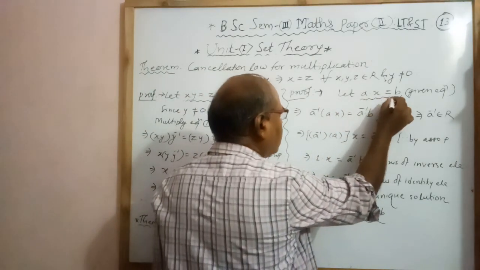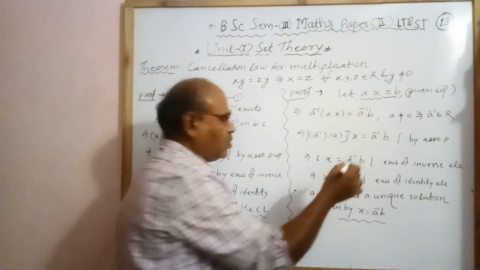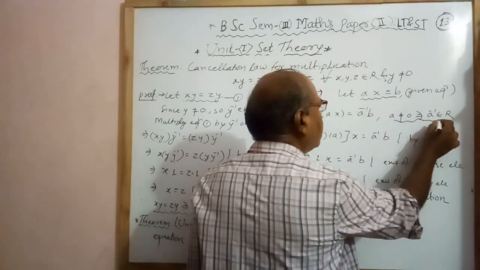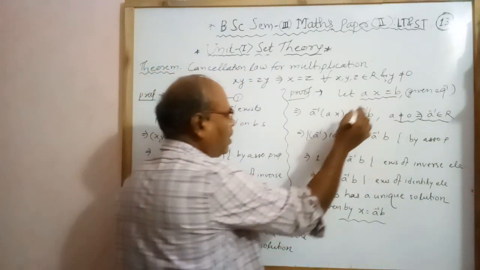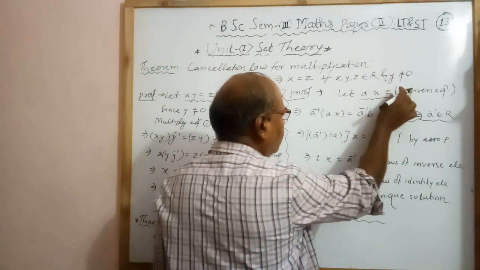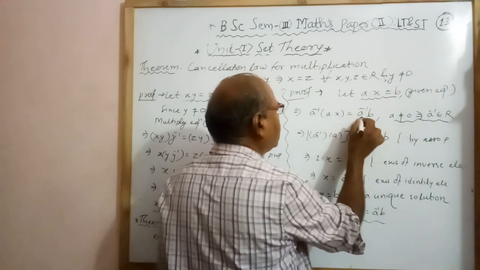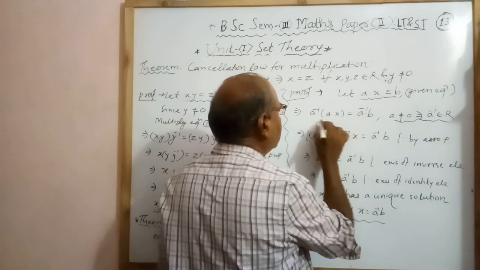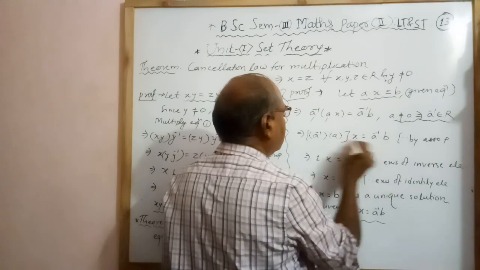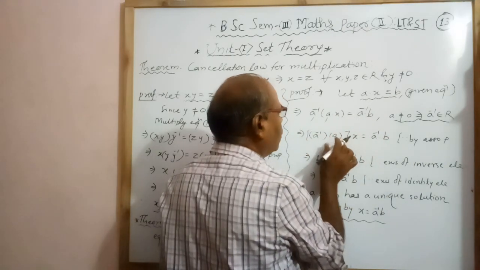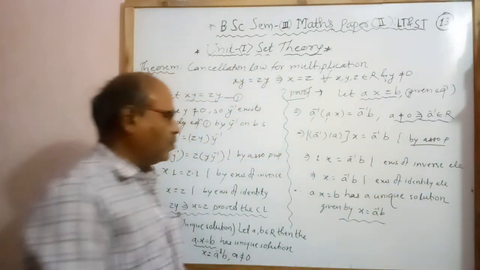Consider the given equation Ax equal to B. Then A is not equal to 0, therefore the inverse of A exists. Therefore, we multiply both sides of this equation by A inverse. Therefore, A inverse into A into x equal to A inverse into B. Then by associative property, we associate this A inverse A. Therefore, A inverse into A in one bracket into x, by associative property.